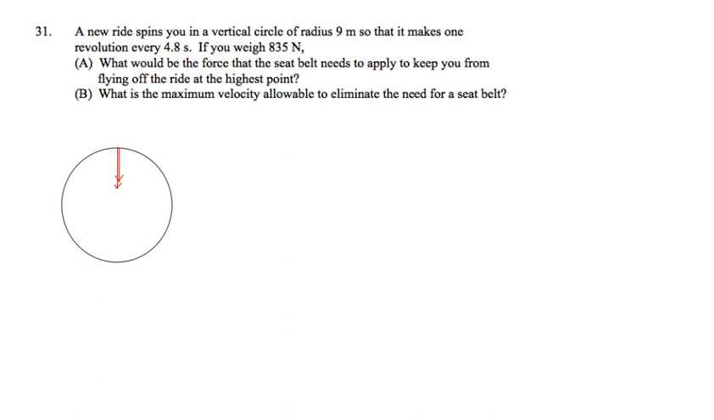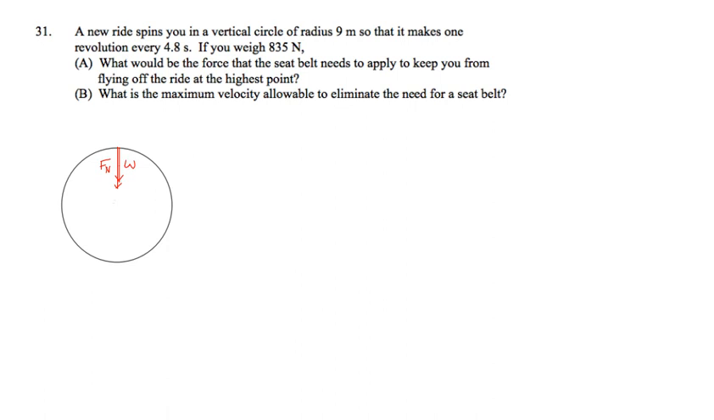So I'm going to call that the weight, and I'm going to call that the normal force. If the normal force is due to the seat belt, it would be in that direction. If the normal force is due to the seat, then it would be up. And a lot of times you can't tell just by looking at one revolution in 4.8 seconds. That might be fast. That might not be fast at all if the radius is small, or that might be very fast if the radius is big.